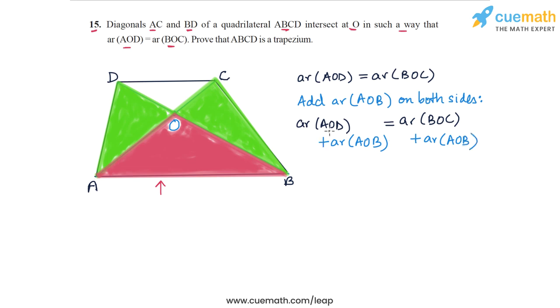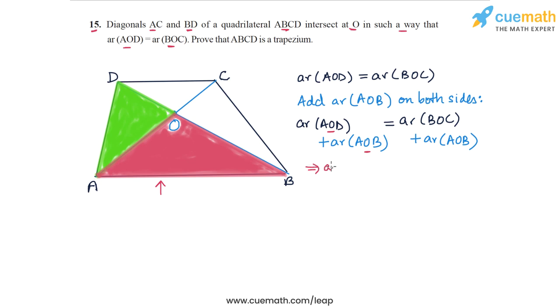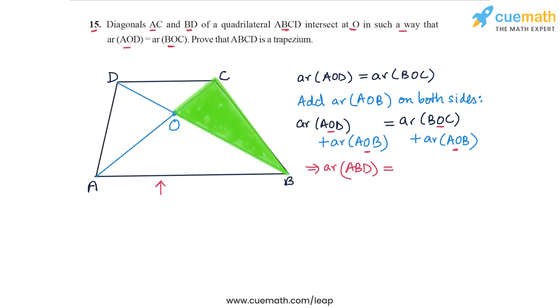So let's see what we will get on each side. On the left hand side we have AOD and AOB. So let's consider AOD. AOD is this triangle and AOB is this triangle. So put together they give us the area of triangle ABD. So we get area of triangle ABD on the left side. On the right side we have area of BOC and AOB. So let's see what we get here. BOC is this triangle and AOB is this triangle. So put together they give us the area of triangle ABC.